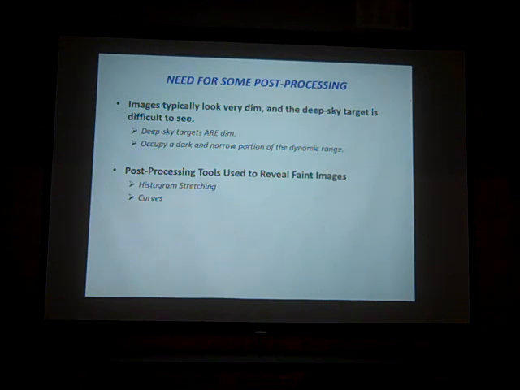And so this often happens with your deep sky imaging. They appear dim, and there's a good reason for it. Deep sky objects are dim. They are dim. And they occupy a very narrow and dark portion of your dynamic range. So this is where the post-processing comes in. What you're doing is that you need to take what you have captured and elevate it to a level that you can see. You need to turn on the lights.